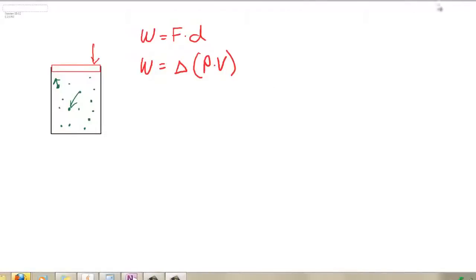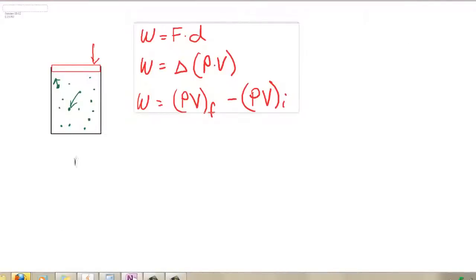Before we begin the simulation, let's have a look at our equation in a little more detail so we know what we can look at and what we can expect from the simulation itself. Change in pressure times volume can be written as follows: pressure times volume final minus pressure times volume initial. Just like any change in physics, it's final minus initial.